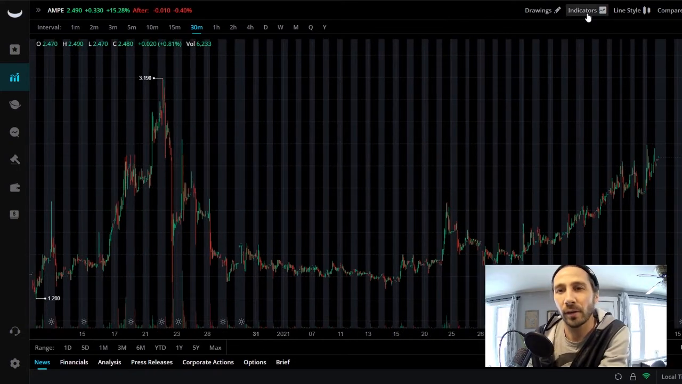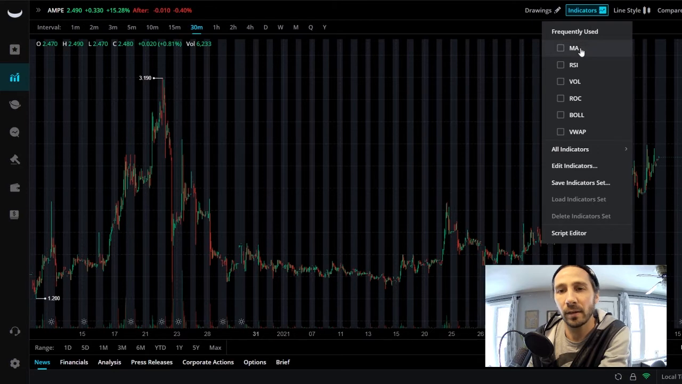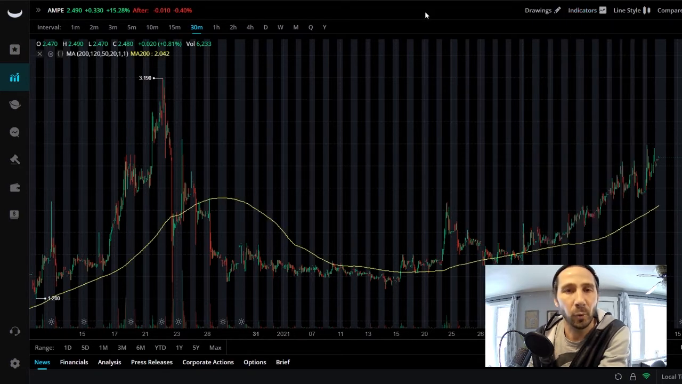Next, we'll turn on our MA line. You click on indicators again, click on MA right there, and you'll notice that brought up the 200 MA. I chose the 200 MA because I know that this stock is respecting it. I hand chose this chart to prove the point and show the example.